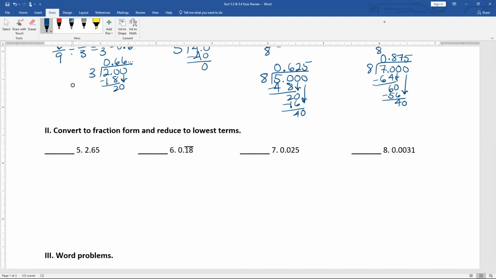So we're converting them to fraction form. In this case, because it's a rational number, you wouldn't have a mixed number. So you're going to keep it as an improper fraction because this is greater than 1. So you always look at the decimal.